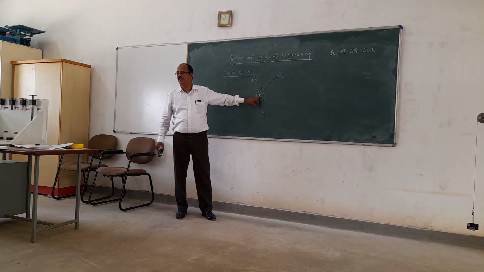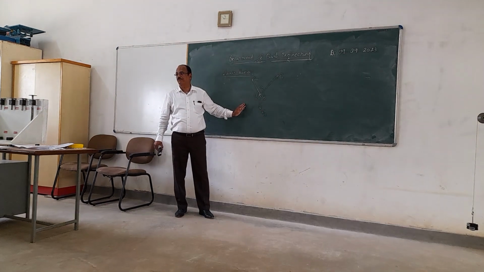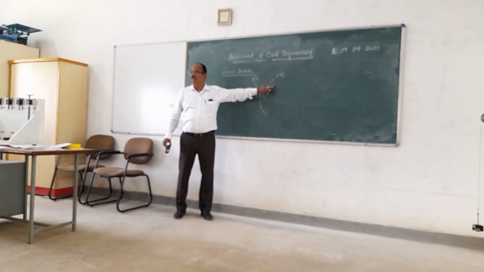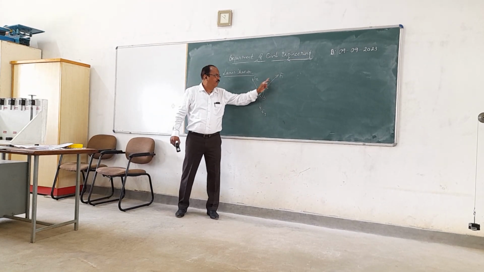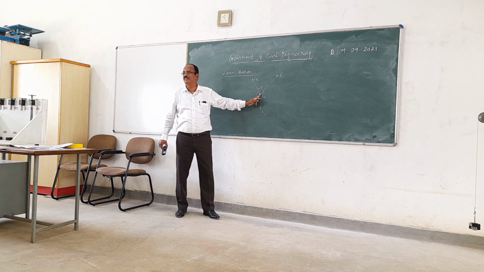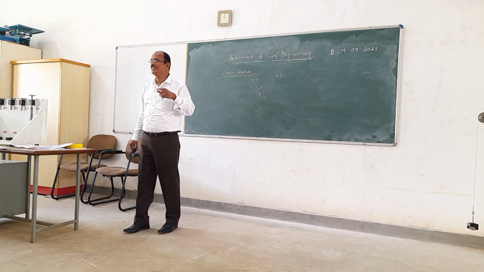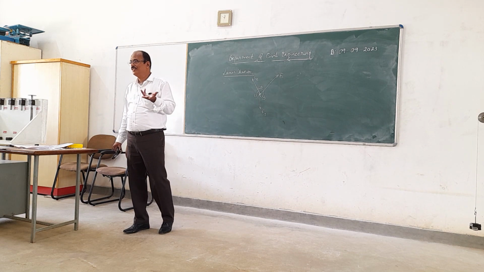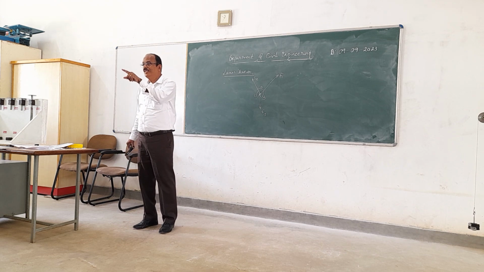They are a concurrent force system. They are lying in a single plane, therefore it is coplanar. Three forces which are concurrent and coplanar, and the lines of action of all three forces are meeting at a single point. Then it is in equilibrium. When we say it is in equilibrium, what is the resultant of these three forces? The resultant of these three forces will be equal to 0. That's what the term equilibrium means.